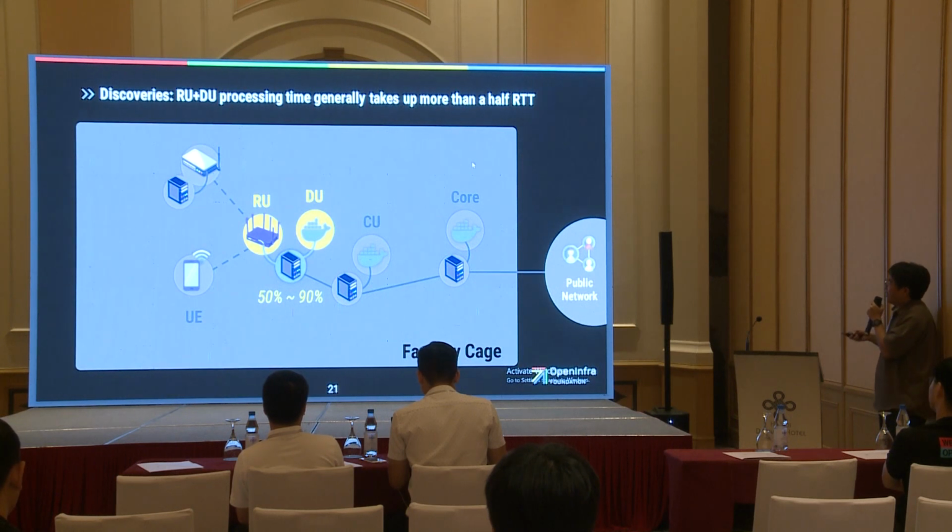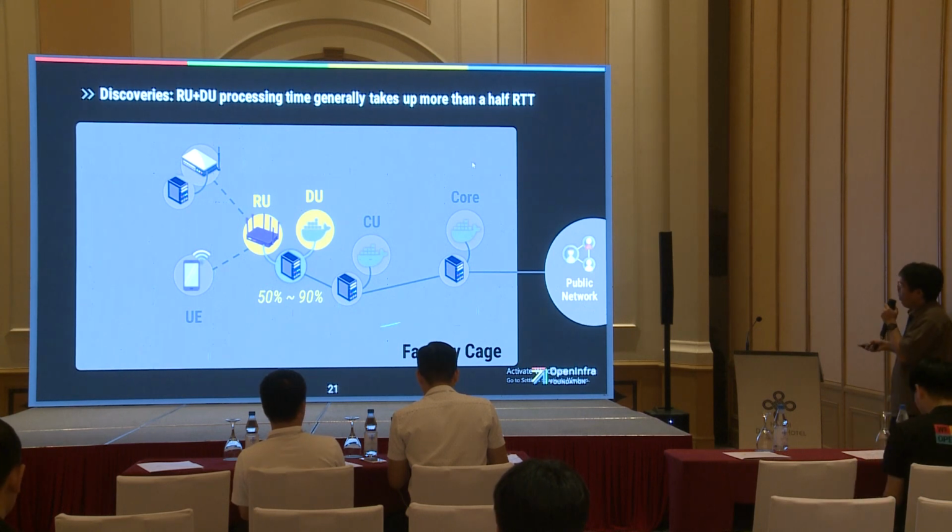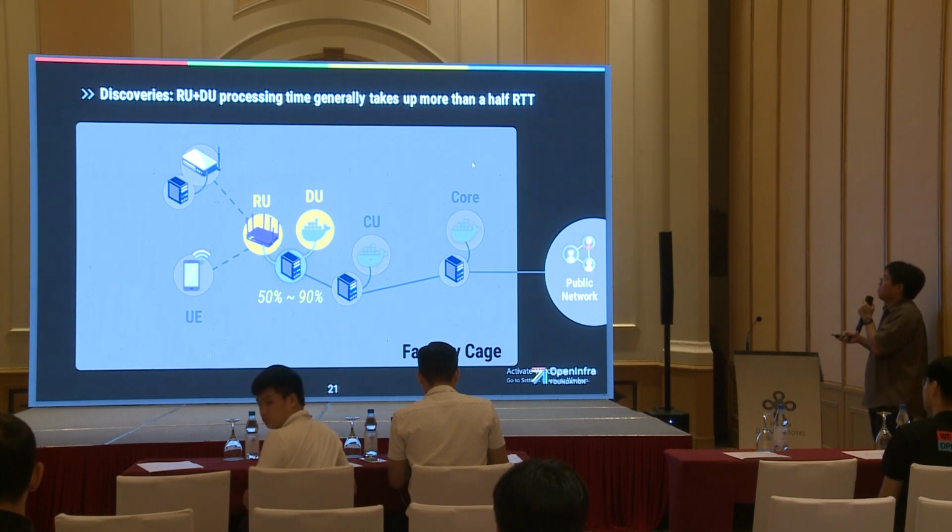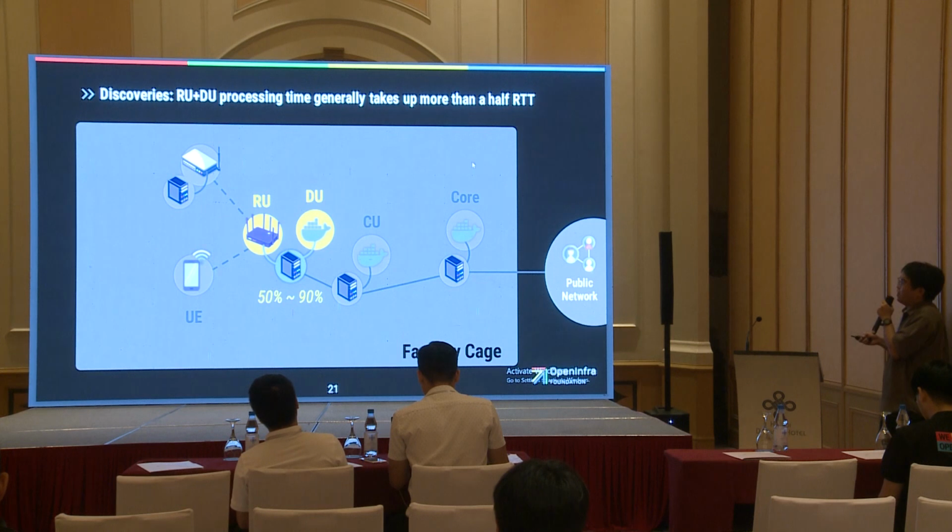And we also discovered that the physical processing on the RU plus DU takes almost 90% of the whole processing time, which means that the RU is very important for the overall round trip time. So we are currently buying a new RU with triple the price, trying to make sure that it is not a bottleneck.